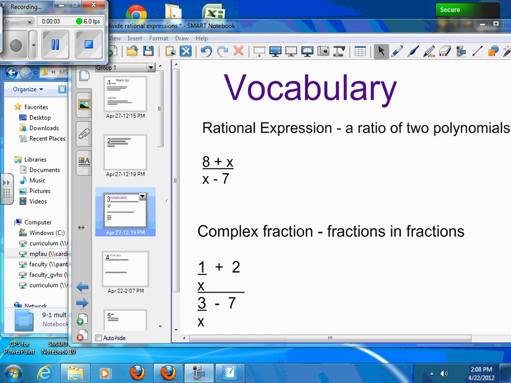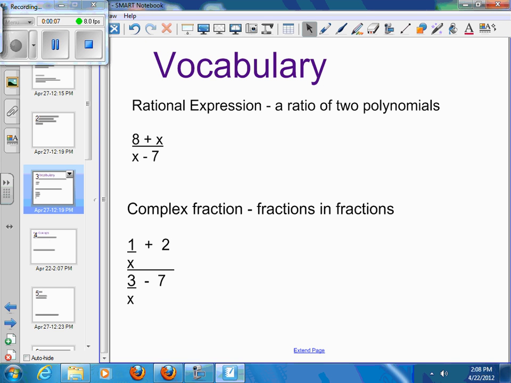Okay, I'd like to start out by doing a little bit of vocabulary and some key concepts, like this full size here. So a rational expression is basically a ratio of two polynomials. It means that we've got a fraction, and we've got a binomial on top and a binomial on bottom, or a trinomial, or any of the polynomial families on top and/or bottom. And so there's your example of that.